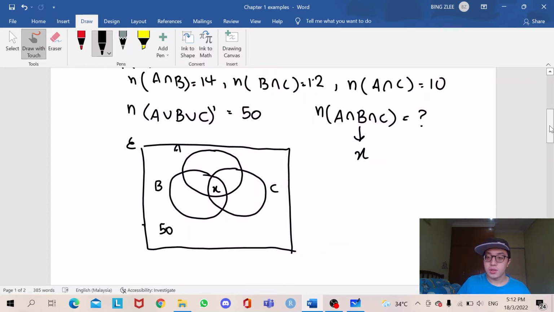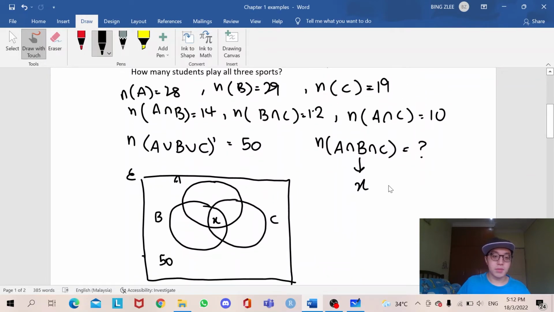Okay. So the next information we have here is A intersect B is 14. So this whole part is A intersect B, which means this little small part here means 14 minus x. Just take some time to understand why it is 14 minus x. It's because 14 minus x plus x is equal to 14, and this whole area here means A intersect B.